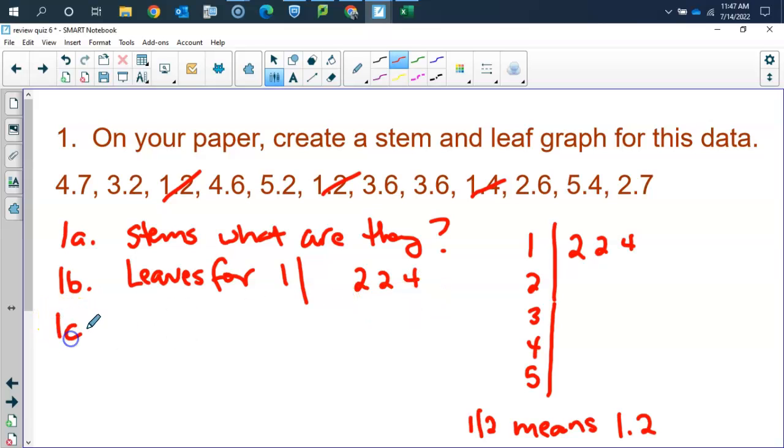Okay, 1C. Tell me what the leaves for 2 are. Go. Well, let's look up here at 2s. Do we have any 2s? Where are the 2s? We got a 2.6 and a 2.7. So 6, 7. So you should have said the leaves are 6 and 7.